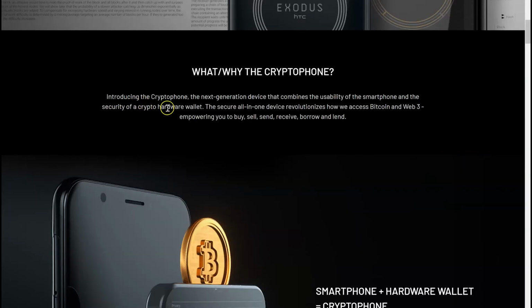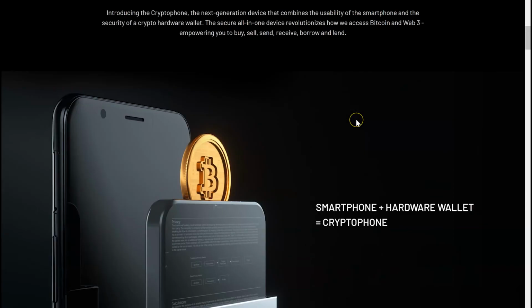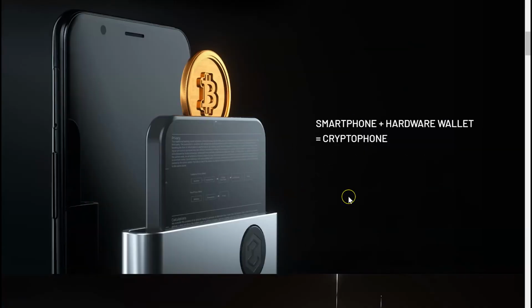So introducing the crypto phone, the next generation device that combines the usability of the smartphone and the security of a crypto hardware wallet. The secure all-in-one device revolutionizes how we access Bitcoin and Web3, empowering you to buy, sell, send, receive, borrow, and lend. Listen to that. It's kind of like they knew what was going on. Smartphone plus hardware wallet equals crypto phone.